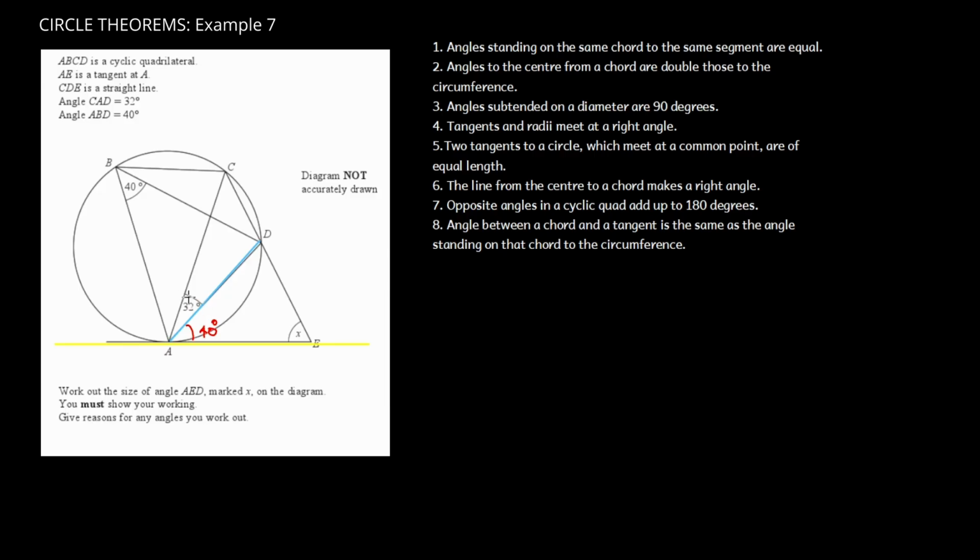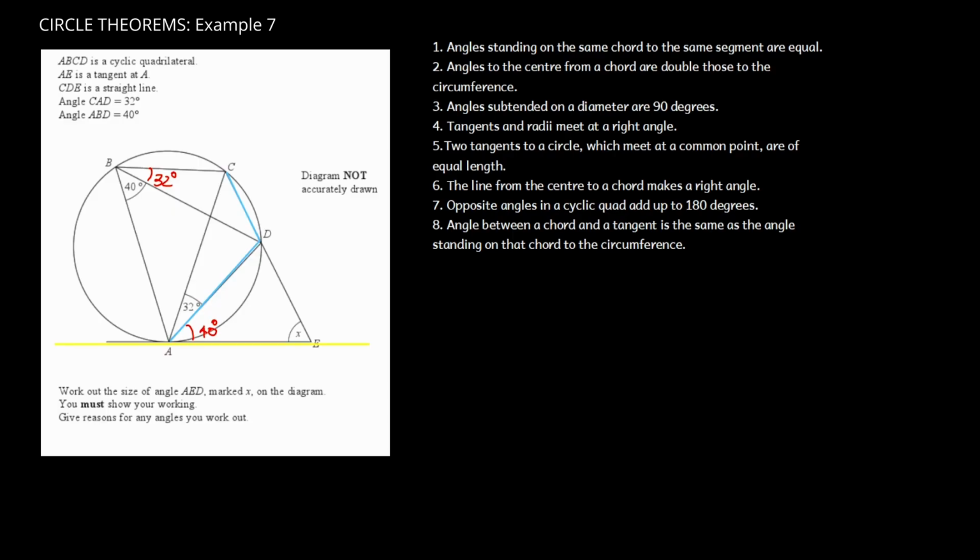Now, the other fact we've not used yet is the fact that this angle, which is angle CAD, is 32 degrees. Well, it is standing on chord CD. So where can we transfer 32 degrees to? Well, there's another pair of lines which are also standing on CD, which are the lines BC and BD. So this angle up here is 32 degrees.